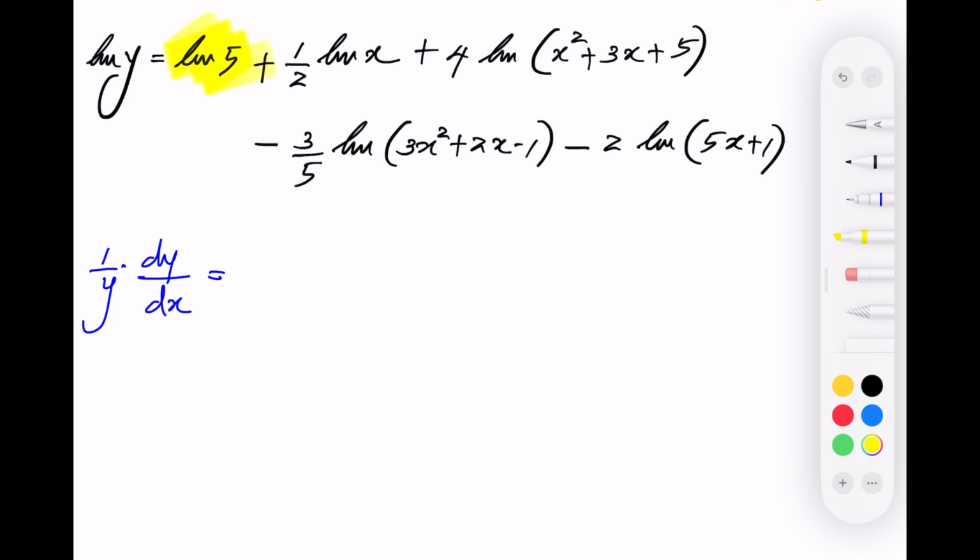Natural logarithm 5 is a constant. Any constant differentiated with respect to technically any variable is equal to just 0. Therefore, there is no contribution for our answer from natural logarithm 5.